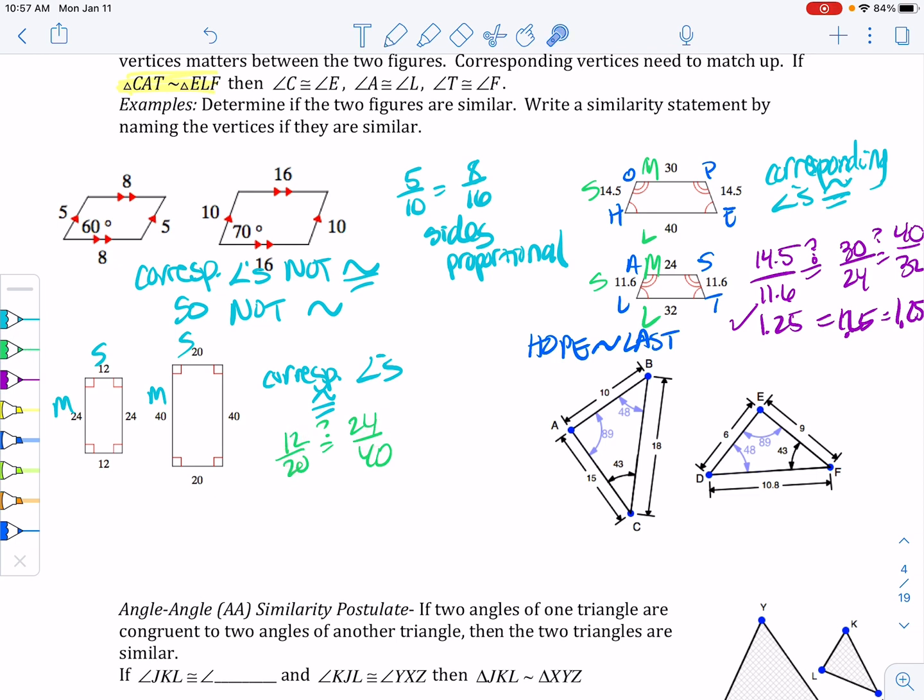So if we do 12 divided by 20, that gives us 0.6. And if we do 24 divided by 40, that gives us 0.6. So these are similar because the corresponding angles are congruent and the sides are proportional.